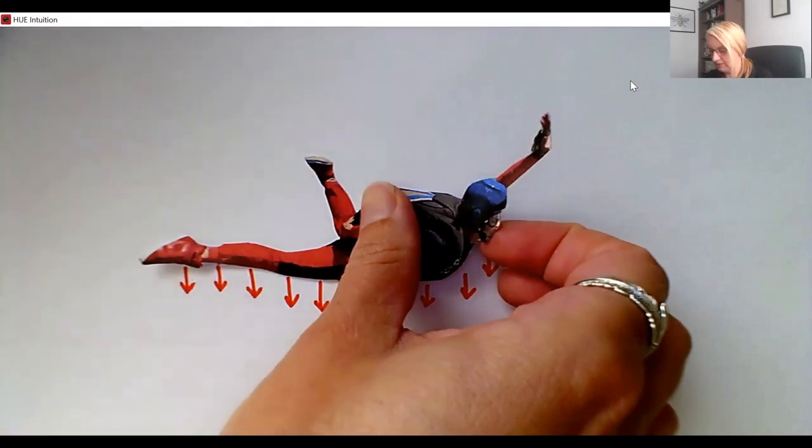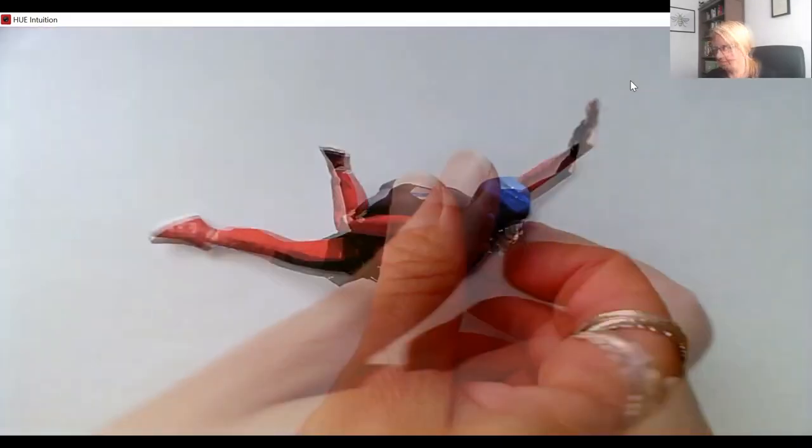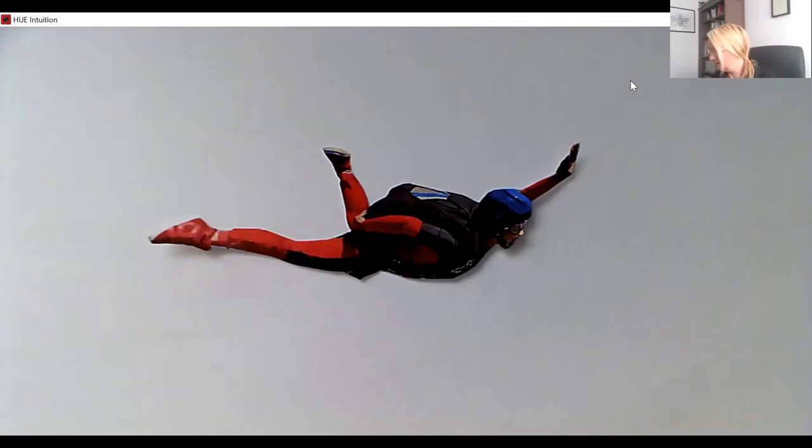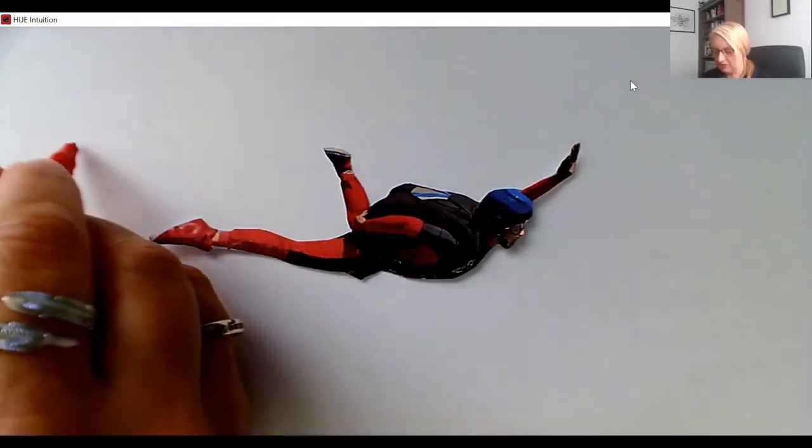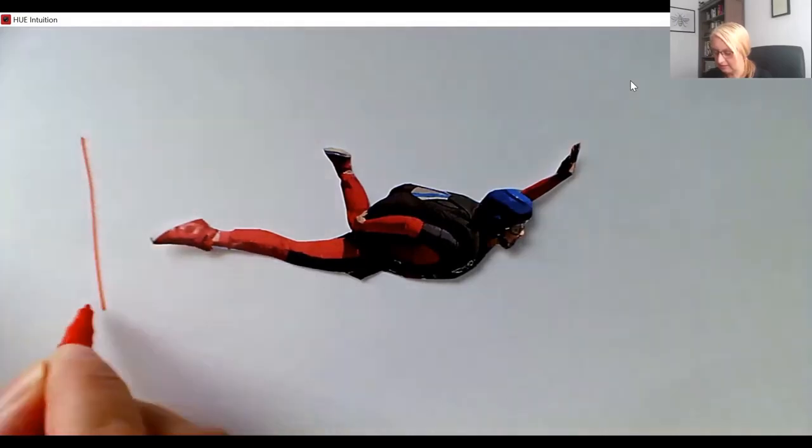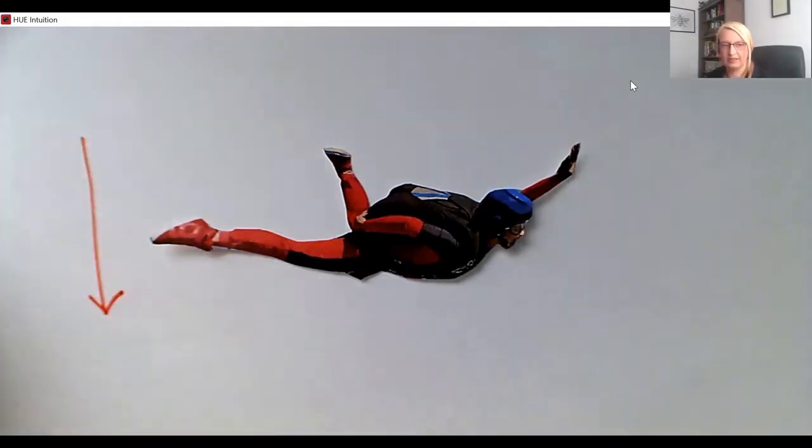And because of that, one of the other things that we can sometimes see is that, yes, they might have the idea that we can just use the one arrow, but they might draw it all the way over here. Okay, so it's that downwards arrow, it's acting in the downwards direction, but it's not really anchored to our skydiver. We can't really tell that it's acting on her.